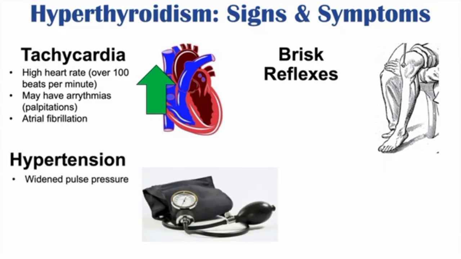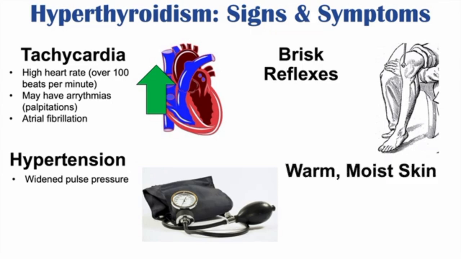More specifically, there's going to be what we call a widened pulse pressure. Pulse pressure is the difference between the systolic and the diastolic blood pressure. So the systolic is the top number, the diastolic is the bottom number. So what we find in hyperthyroidism is that there is a widened pulse pressure. What happens is the systolic pressure increases, but the diastolic pressure really doesn't change. So that will cause a widened pulse pressure. A widened pulse pressure is important to note because hyperthyroidism is one of the causes of a widened pulse pressure.